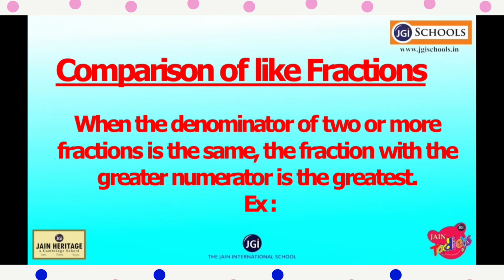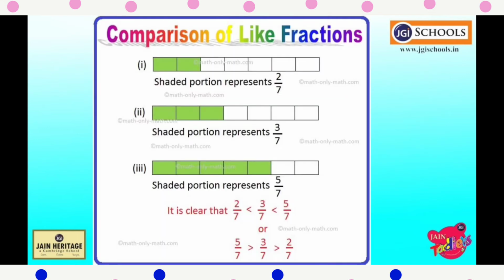Now, comparison of like fractions. When the denominator of two or more fractions is the same, the fraction with the greater numerator is the greatest. Okay. The main thing you have to see in the fraction is the denominator. Okay. See here. In the first one, the shaded portion is 2 by 7. In the second one, it is 3 by 7. In the last one, it is 5 by 7.